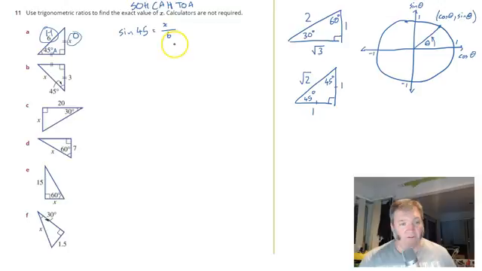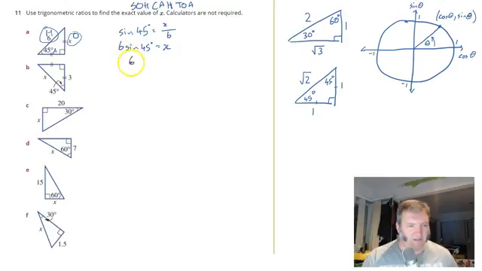Oh, well, to get x on its own, got to get rid of that 6. Opposite of dividing is to multiply. So I've got 6 sine 45 degrees is equal to x. Exact value, I go over here and I check the sine of 45. Sine of 45 is 1 over root 2. So this would be 6 multiplied by 1 over root 2 equals x. We could, of course, write that as 6 on root 2 equals x.